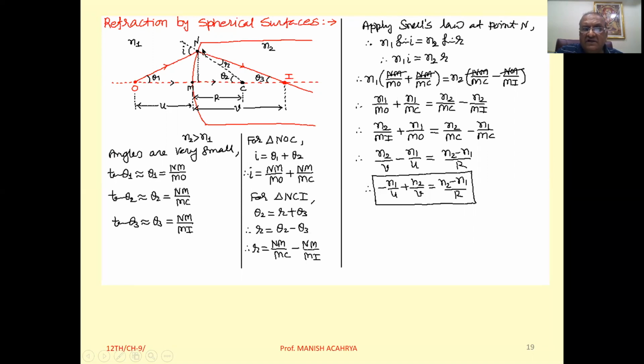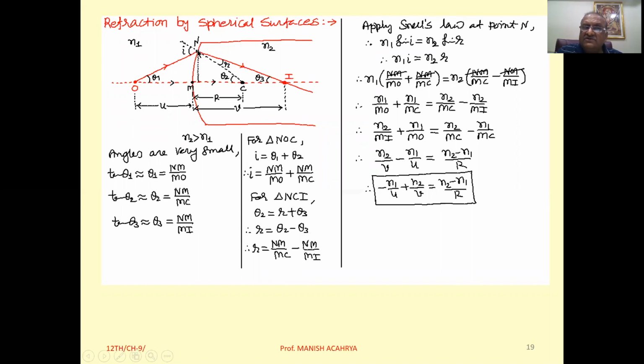Then after that consider the triangle NCI, this one. For that, θ3 and r are interior angles, and this θ2 is the exterior one. So we can write θ2 is equal to r plus θ3. So we can write r is θ2 minus θ3, and now substitute the values of θ2 and θ3, this one here. Now keep this one as it is.